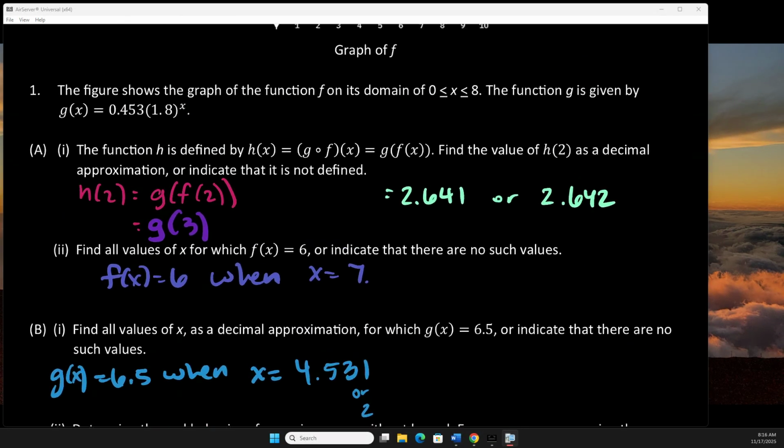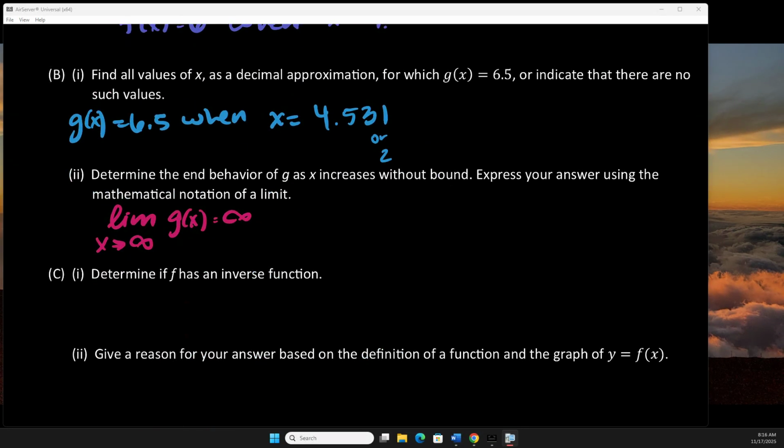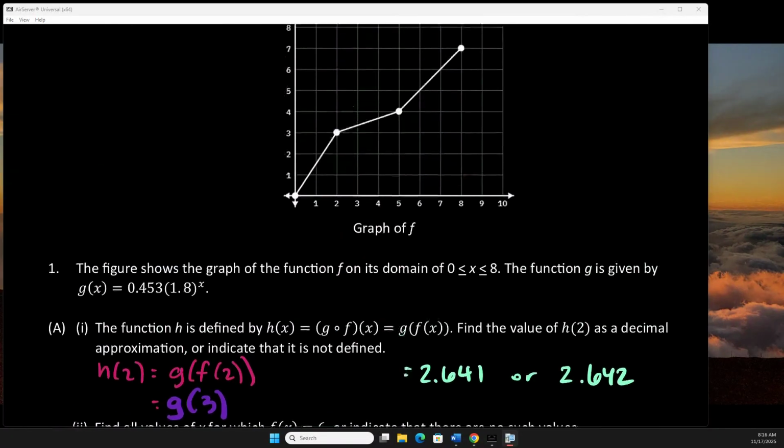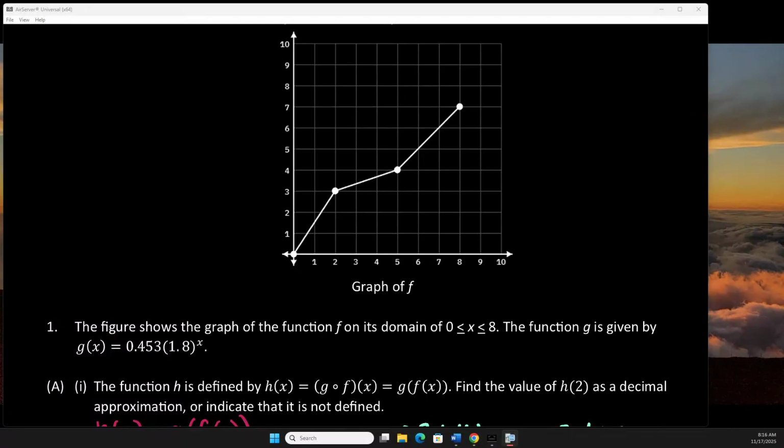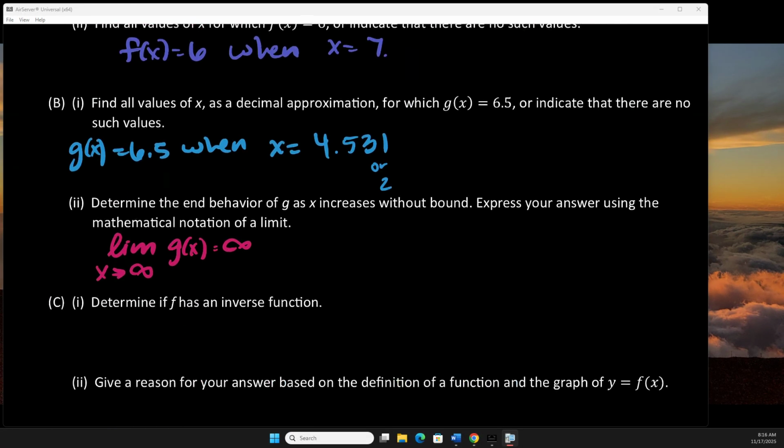All right, and then part C, we want to know if f has an inverse function. Another way that could be asked is, is f invertible? They mean the same thing. And as long as f will pass the horizontal line test, then f is invertible, or f does have an inverse function.